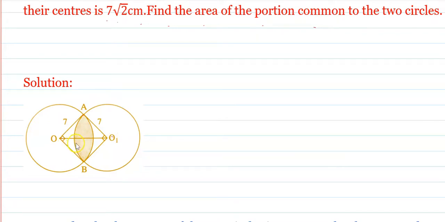Okay, now we will find out the area of the sectors considering this as a center, next this as a center, and subtract the area of the square. From that you will get the required shaded portion.